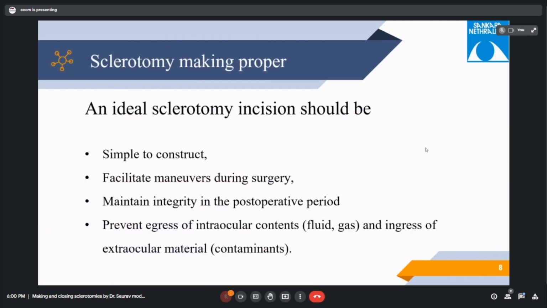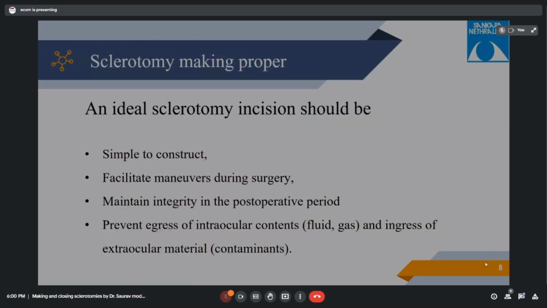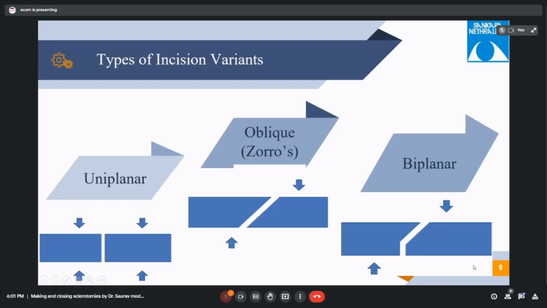So, how should an ideal sclerotomy incision be? It should be simple to construct, facilitate easy maneuvers, maintain integrity in the postoperative period, and prevent egress of intraocular contents and ingress of extraocular materials. There are different incisions for sclerotomy, like uniplanar, oblique, and biplanar.